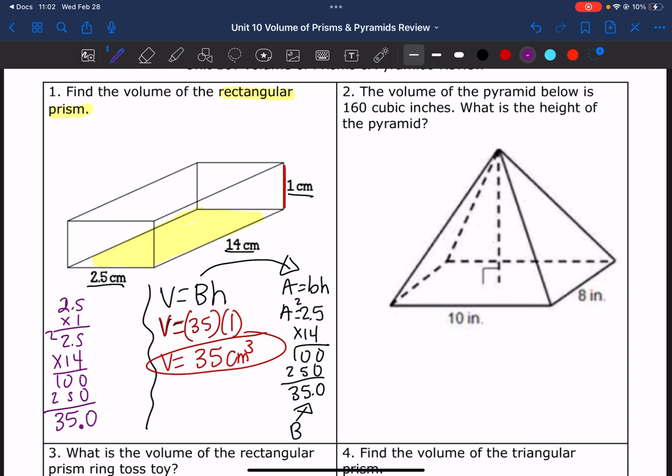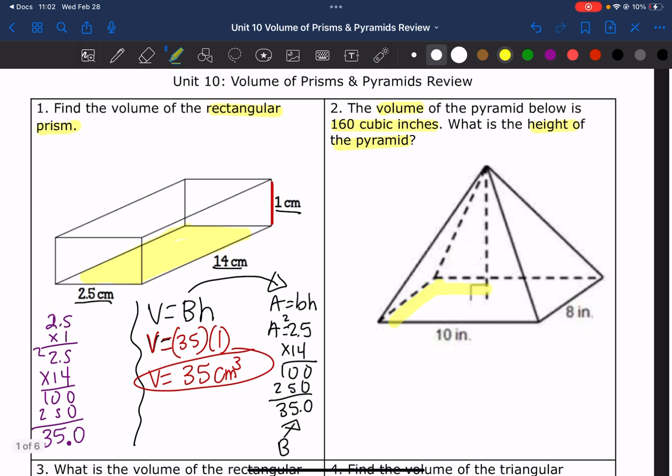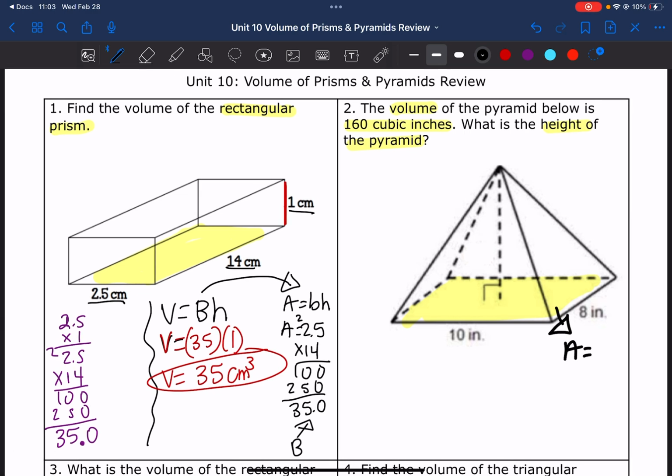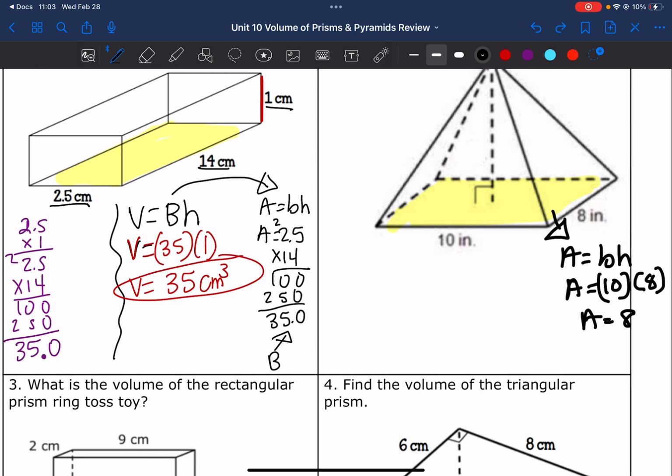Now this one is asking you to find the height of the pyramid, and it's given us the volume, which is 160 cubic inches. What we do not have yet is the base, but we can find that because it has given us the base and height of the rectangle. So we are going to solve this by doing base times height. It will be 10 times 8, and that is 80 inches squared. Now this is capital B.